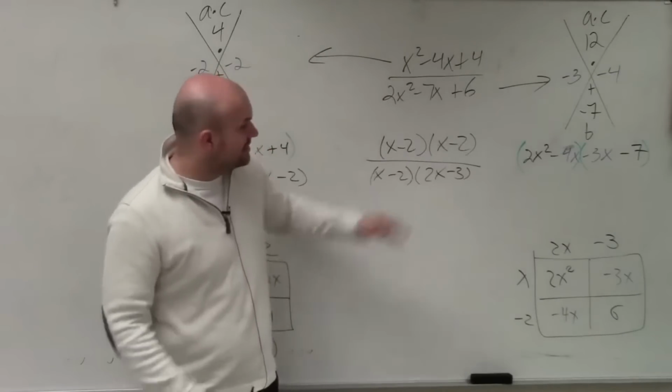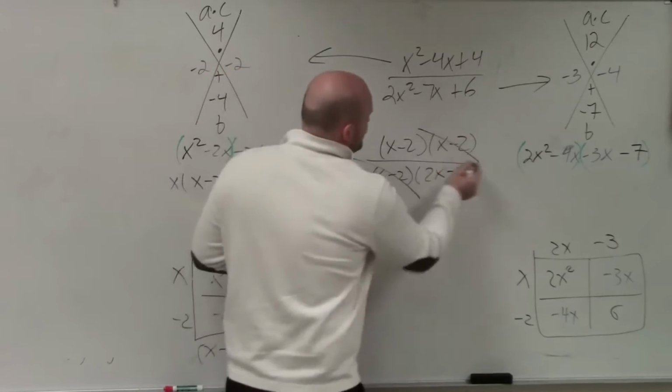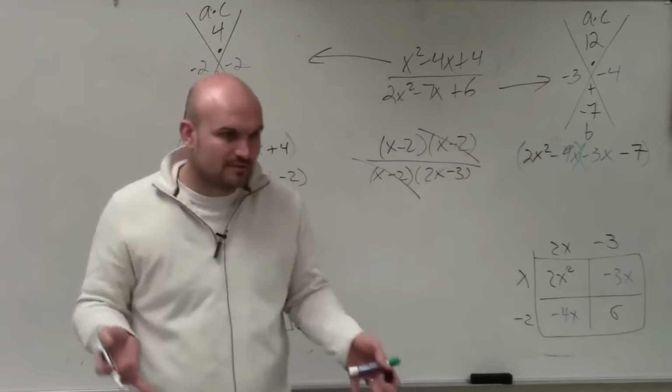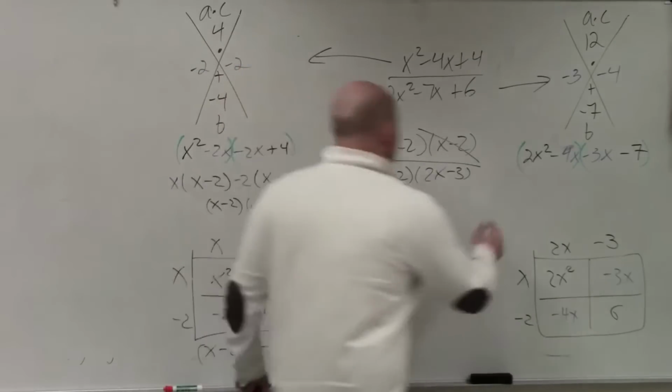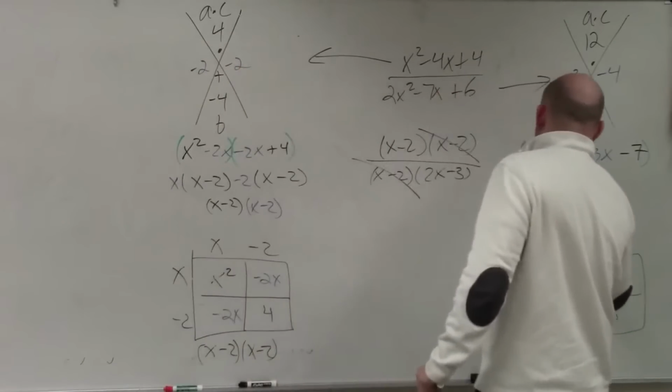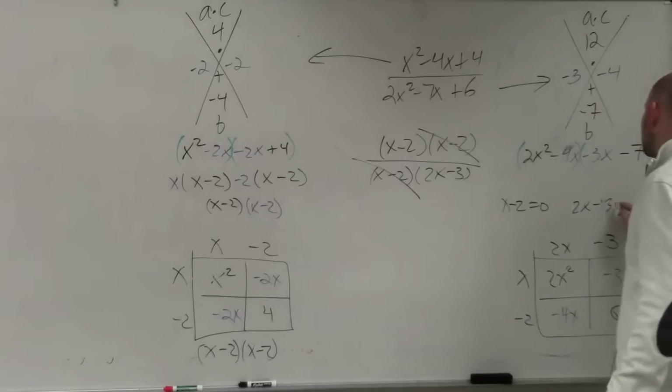So now we look at this and we say, all right, what two terms can divide out? The x minus 2 and x minus 2. Those divide to 1, correct? However, my restrictions are still going to remain: x minus 2 equals 0, and 2x minus 3 equals 0.